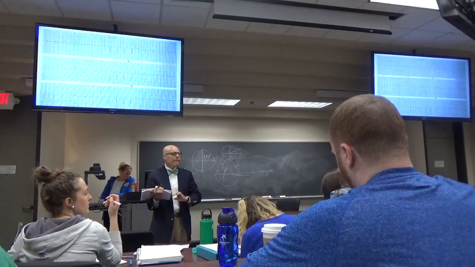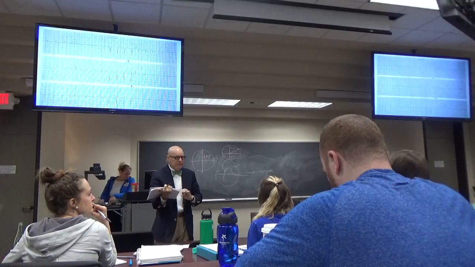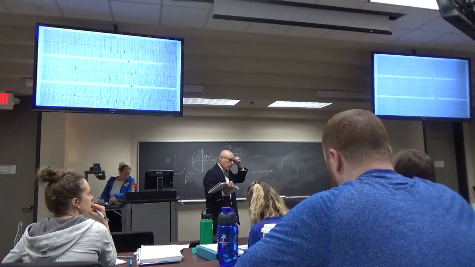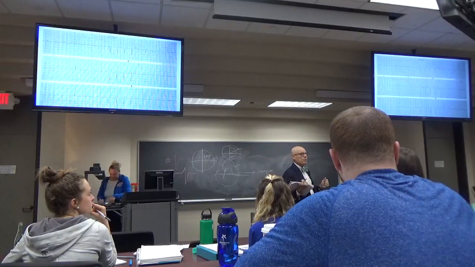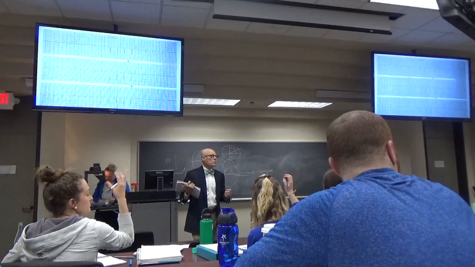Is there an AV block? There's an AV block if the PR is greater than 0.20. You got 0.2. How many got a first degree AV block on this one? So, a third of the class.